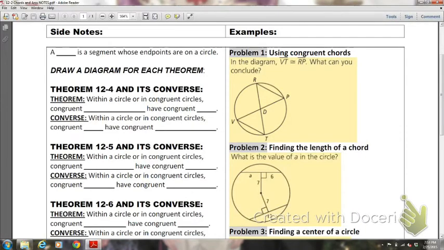In this lesson, you're going to learn about chords and arcs of a circle. The objective is to use congruent chords, arcs, and central angles and perpendicular bisectors to chords. So let's look at some definitions here.